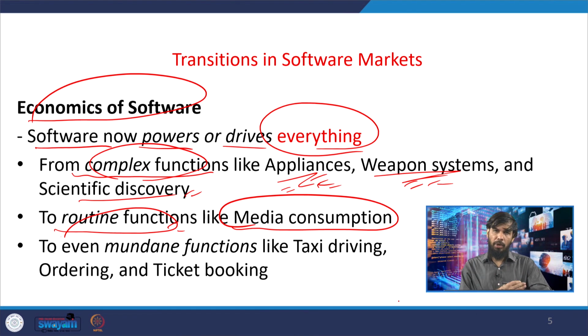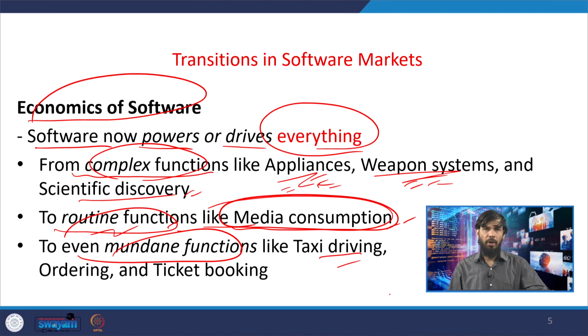So we have moved away from TV as the main medium of media consumption to computing devices and the apps or the software that are running there. We are using them for our media consumption. So even the routine functions are being powered or driven by software. Similarly, mundane functions, if we think of taxi driving, that is also being supported by software, or in the case of self-driving or autonomous cars, that is also in a way powered by AI, which is software.